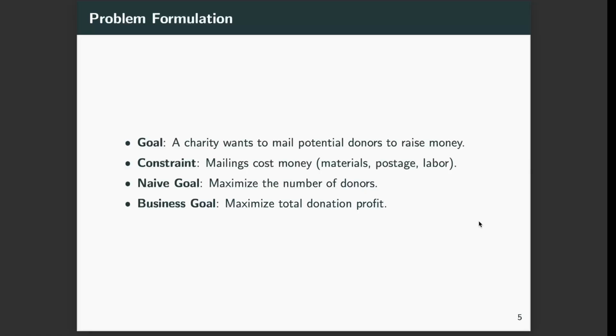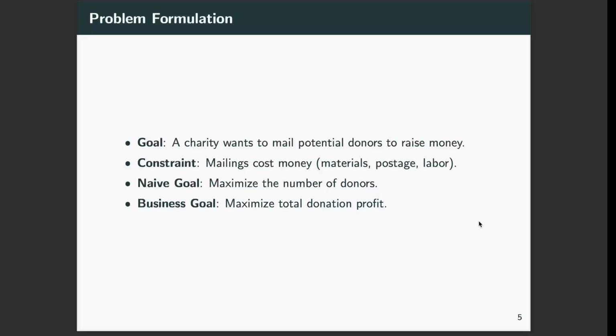The naive goal of maximizing donors is the wrong goal. The correct business goal is to maximize total donation profit. Profit means revenue minus cost. The revenue is the donation. The cost is the mailing expense. These two things must both be in the picture. If you ignore the cost, you will make poor decisions.